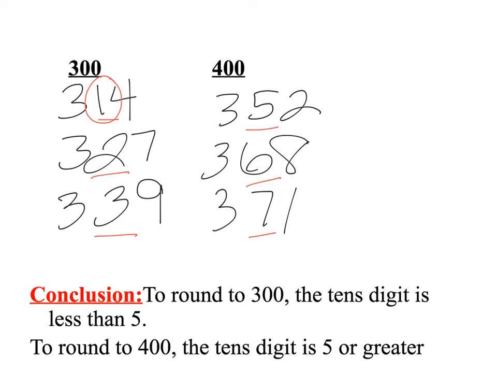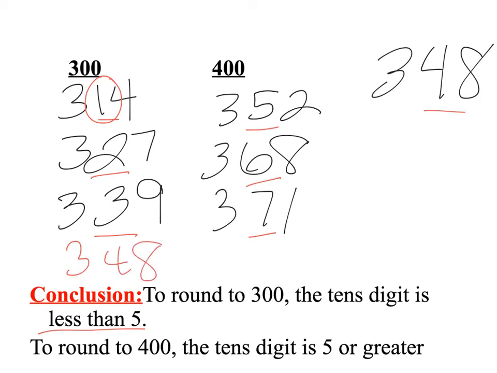So if I was to give you the number 348, we need to look at the tens place. The tens place is a 4. Based off of our conclusion, 4 is less than 5, so that means we're going to round to 300. So 348 would be in this column. If I had the number 383, I'm going to look at the tens place. The tens place is greater than 5, so it's going to round to 400, so it will go in this column.